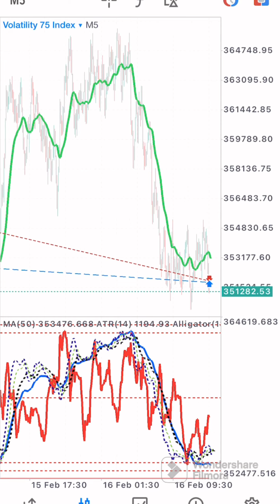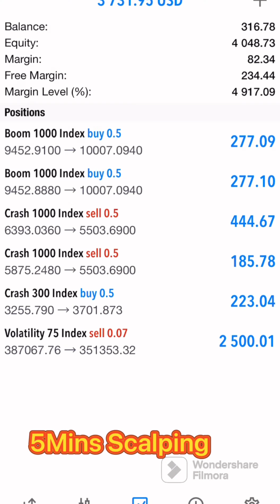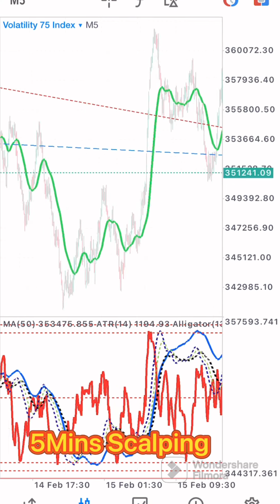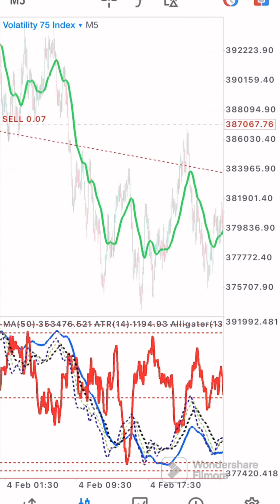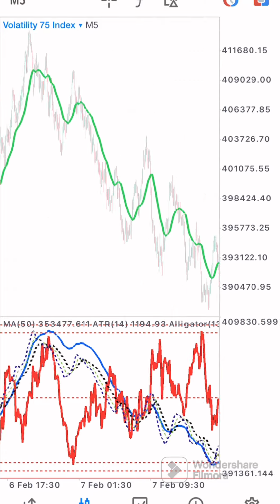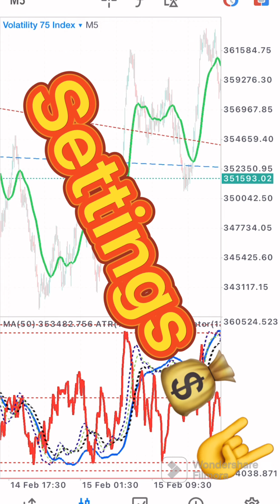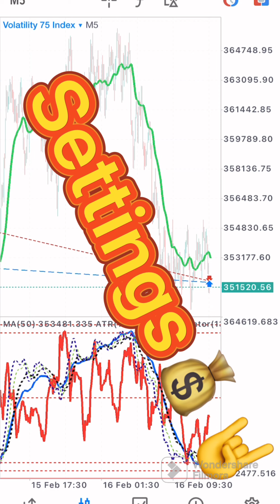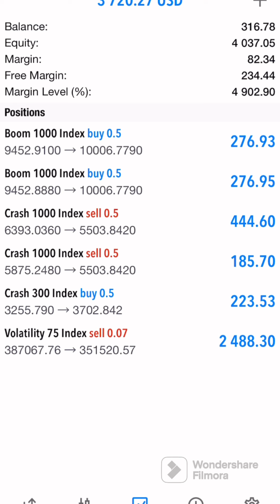So you can see the strategy is designed to trade with a 5-minute strategy. It's a 5-minute scalping strategy, and it's very good for scalpers and it's also good for swing trading. So let's dive in now. Let me first of all give you the settings of this awesome strategy, and later on I'm going to give you the full conditions for this awesome volatility 75 index 5-minute scalping strategy. So let me give you the settings.